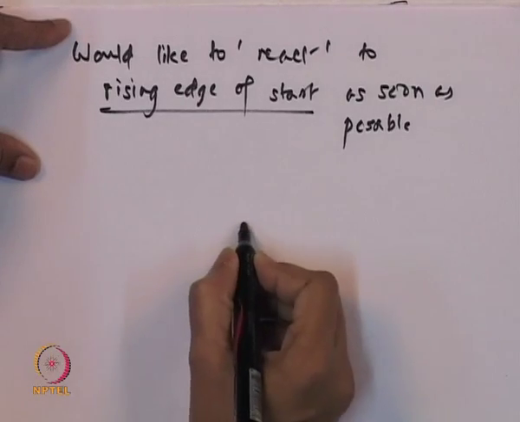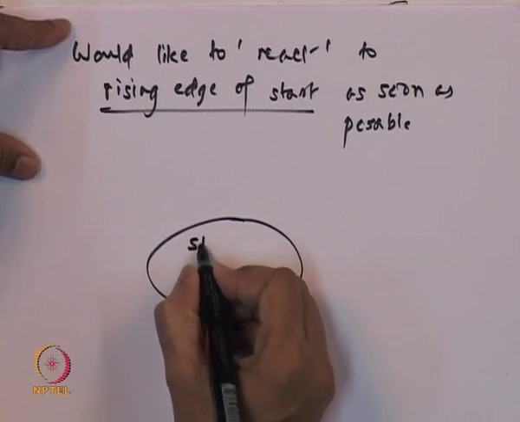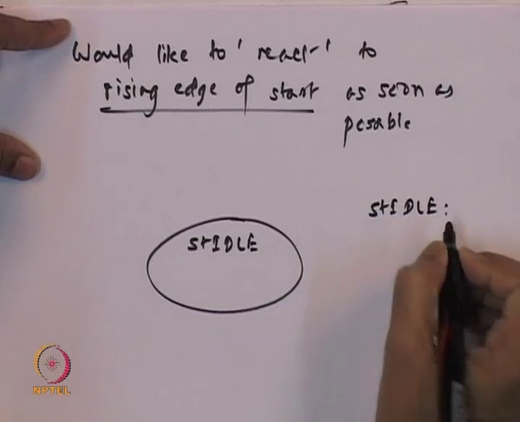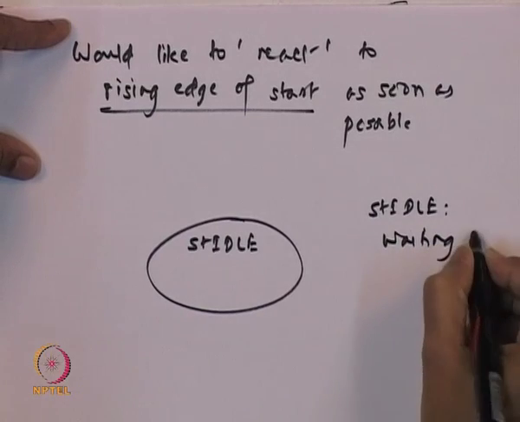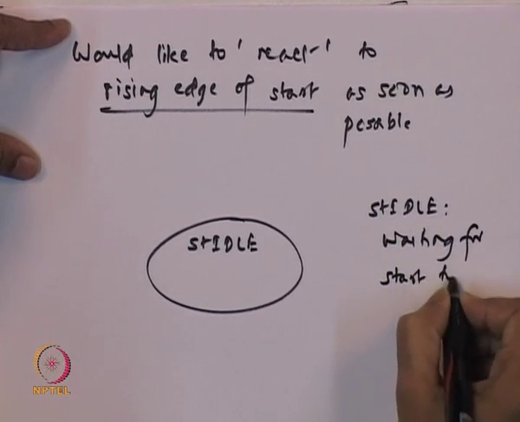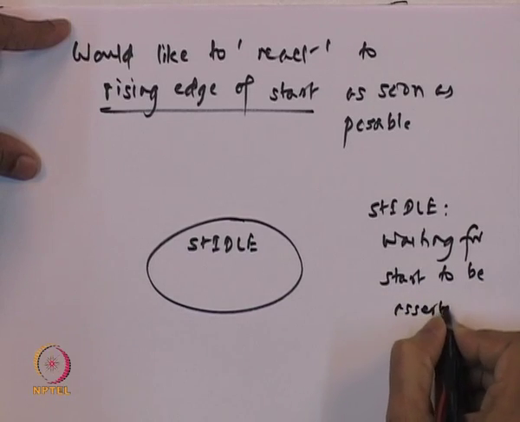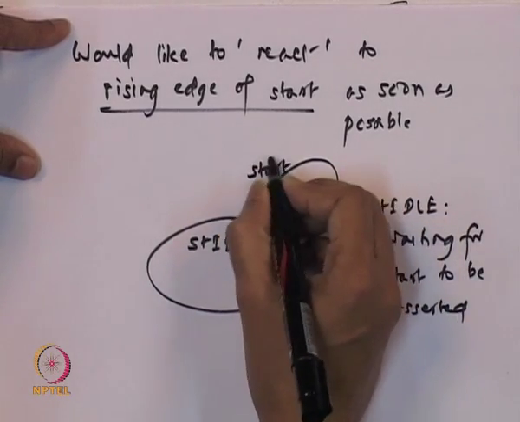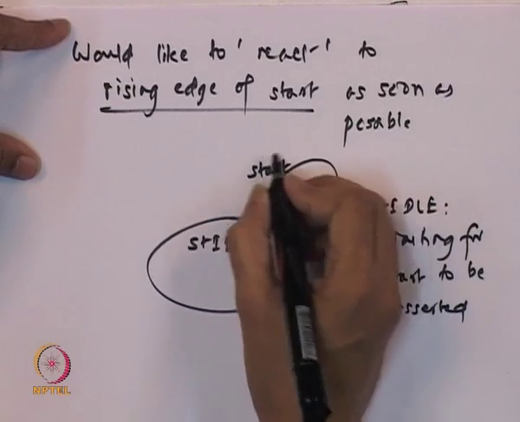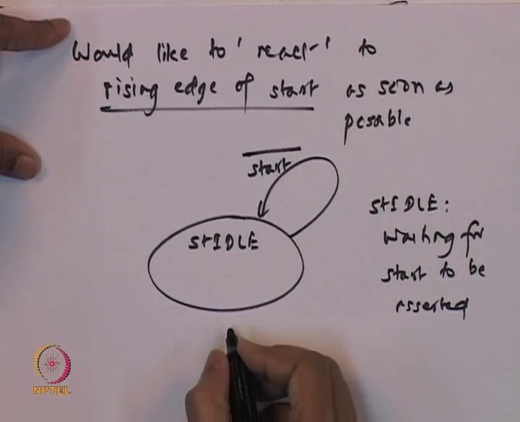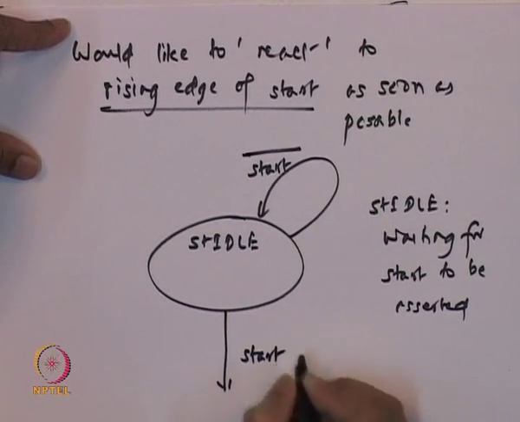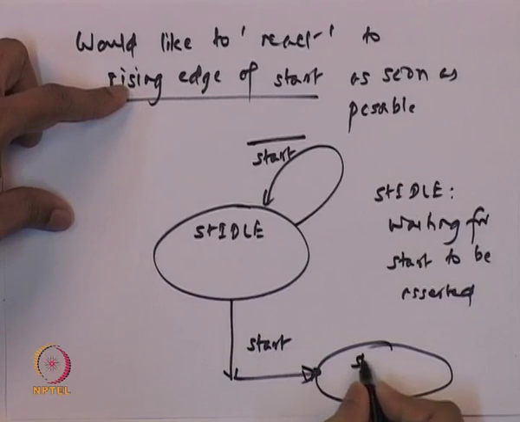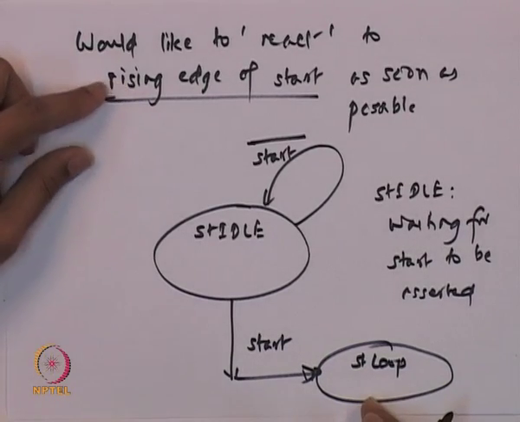So the FSM will be in a state called state idle. In state idle, the system will be essentially waiting for start to be asserted. The controller would stay in this state as long as start is zero. The moment start becomes 1, the system would go to a new state, let us call it state loop. And in this state, it will do the computation.